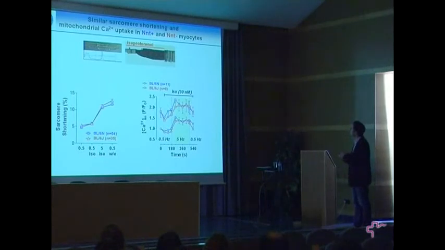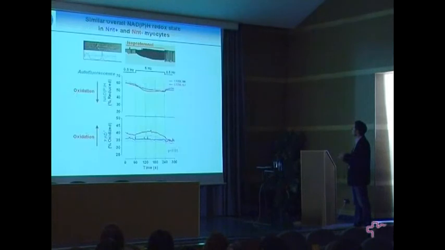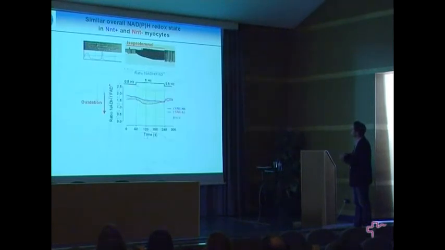myocytes with NNT and without NNT, you get similar increases by isoproterenol of the sarcomere shortening, and also mitochondrial calcium uptake was similar in both strains. And also the overall NADPH, NADH redox state and FAD was not different between both strains. Also, if you make the ratio out of both, which is this graph, you see that this is the most sensitive indicator we have for the redox state here in the mitochondria. It was not different between both strains.